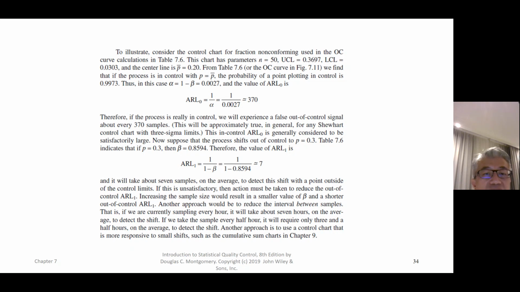Another approach is to use a control chart that is more sensitive to small changes, such as the cumulative sum (CUSUM) or EWMA chart, which will be addressed in Chapter 9. Okay, then we stop here for a rest.